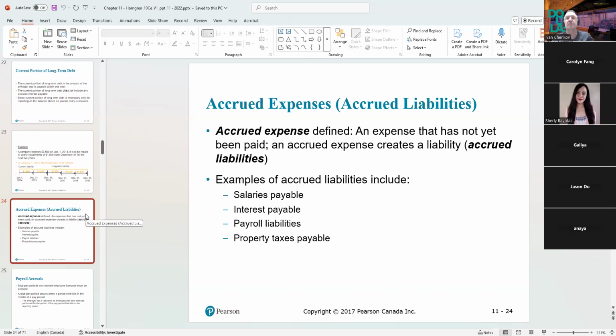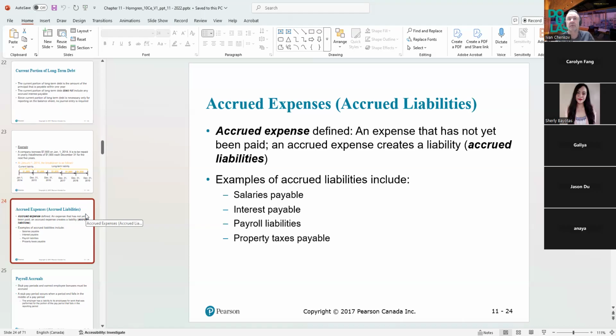In which instances do we owe money? We owe money when we're using our employees, but we're not paying them. We have a liability when we're using borrowings, but we're not paying interest. Same thing with the payroll. Same thing with the property taxes payable.